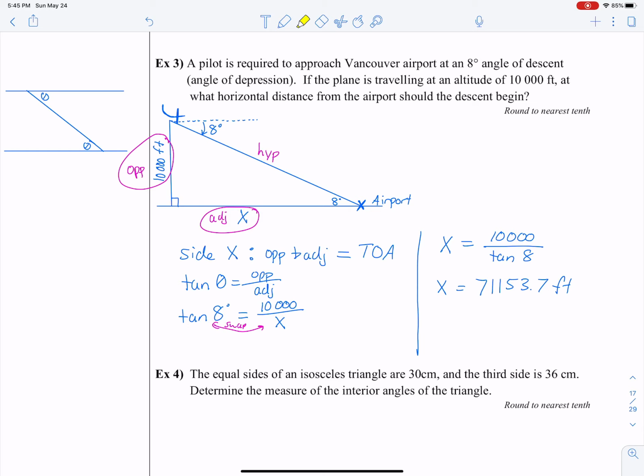And, oh yeah, I have to write a sentence. Ugh, I don't have a lot of room. Well, you know, you get the idea. Okay, so you would write this as a sentence. The descent should begin when the horizontal distance to the airport is, and then, what is that? 7,153.7 feet.